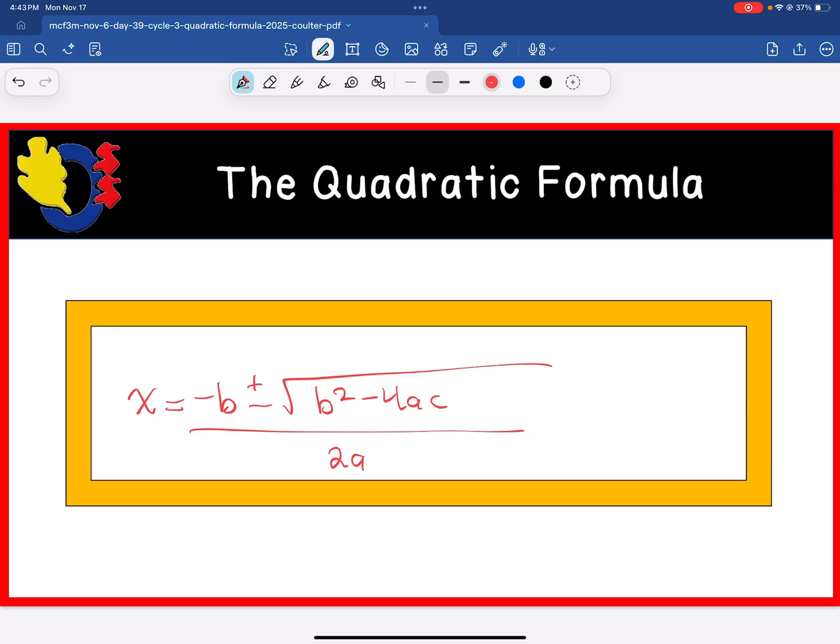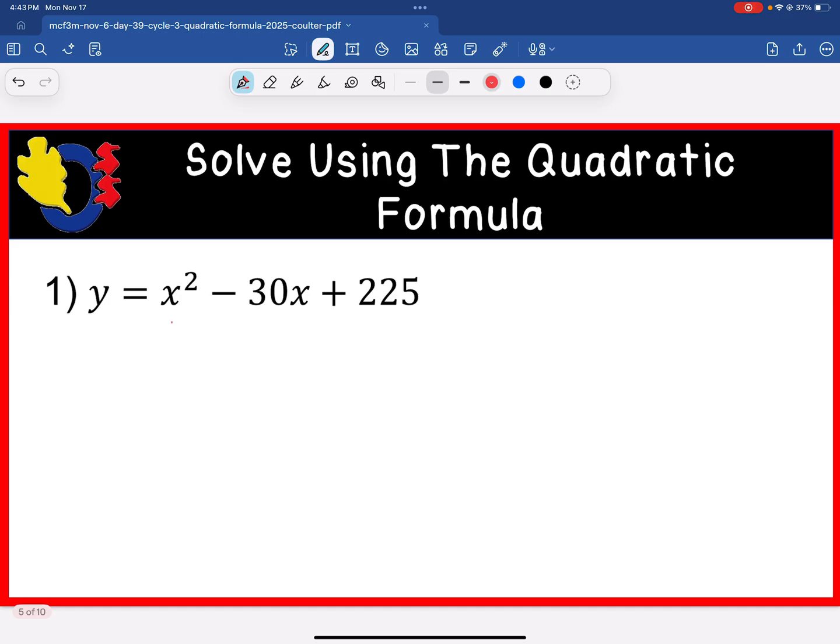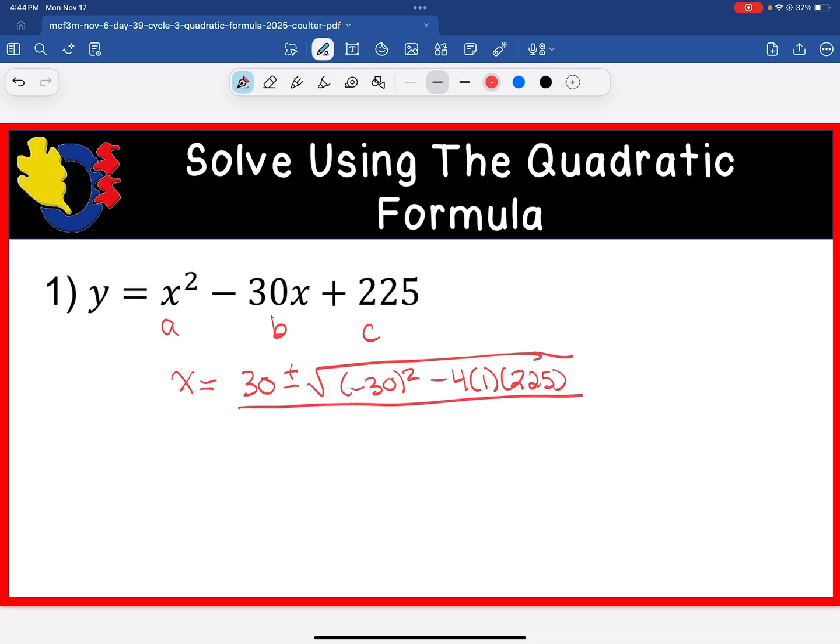Okay, so this is the formula that we're going to use to help us factor the unfactorable. Okay, so a, b, and c. So x equals negative b. So b is already negative, so we're just going to plug in negative 30, which is just 30, plus or minus the square root of negative 30 squared minus 4 times a, which is 1, times c, 225, all over 2 times 1.